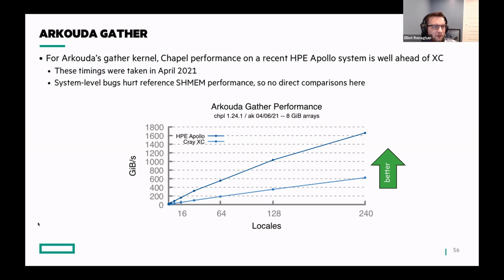And in this particular graph, we don't have any reference SHMEM versions. I think there were some system level bugs when we went to gather the information. So no direct comparisons, but here just again, the XC performance that we saw before, and then the Apollo system is able to pretty significantly outperform that.